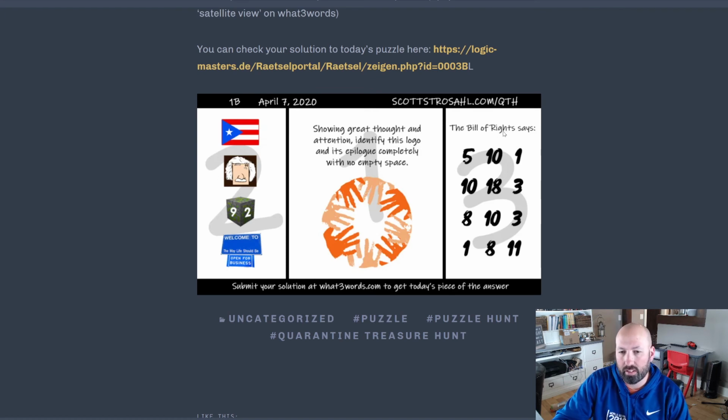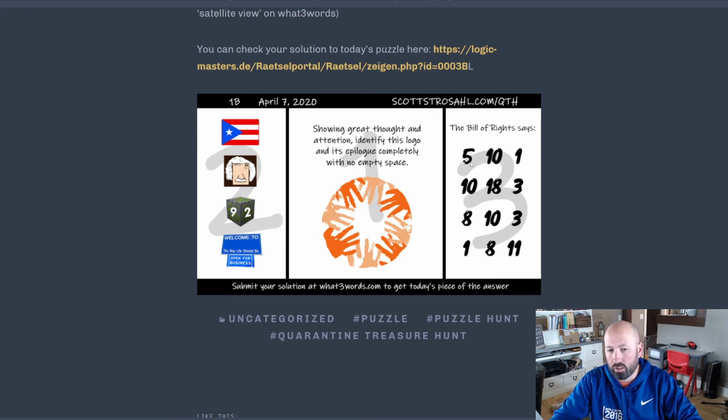The Bill of Rights, that's the first 10 amendments to the Constitution. So maybe the numbers have to do with the amendments. But there's only 10 amendments, and this one has an 18, and there's an 11 down here. So maybe the first column here is a maximum of 10. So maybe this one refers to the amendment, and then these other numbers refer to something related to the amendment.